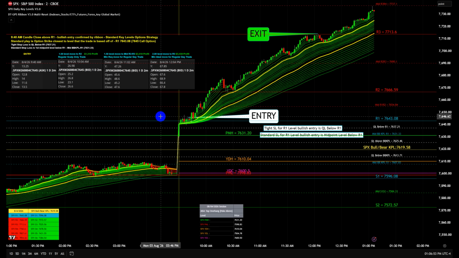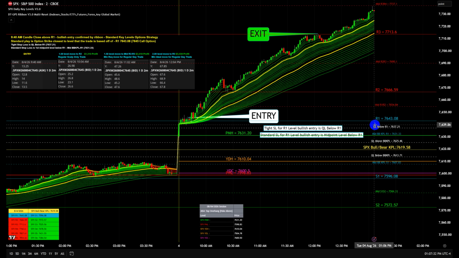The daily key levels indicator gives you, auto-updated at 9:30 each session, the SPX bull bear key price level, which is what KPL stands for. Then you'll have these R levels above and the S levels below. So there's 6 S levels below and 6 R levels above. Then we have our midpoints, and we also have our QL levels. The QL levels are used for tight stop losses on bullish and bearish trades off of main key levels, the main key levels being the bull bear key price level, the main R levels, and the main S levels.